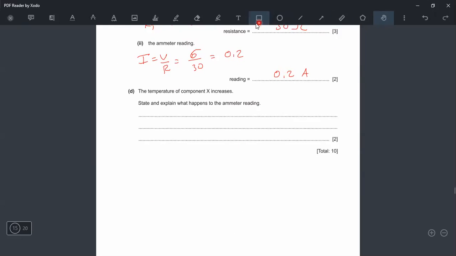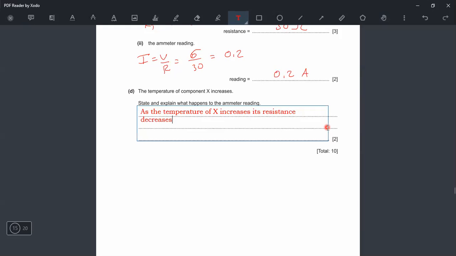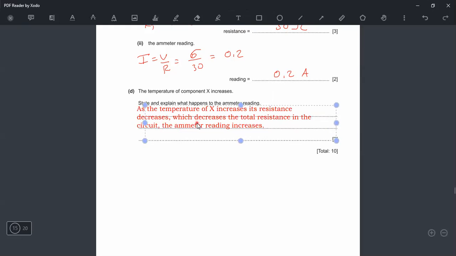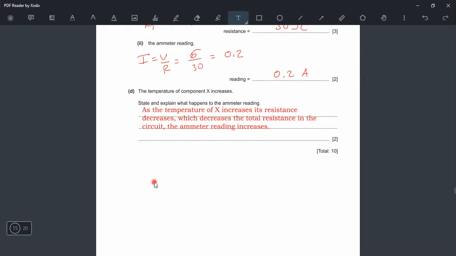So as the temperature of X increases, its resistance decreases, which decreases the total resistance in the circuit. Right. So if the total resistance of the circuit decreases, the ammeter reading then increases, because the current will increase.